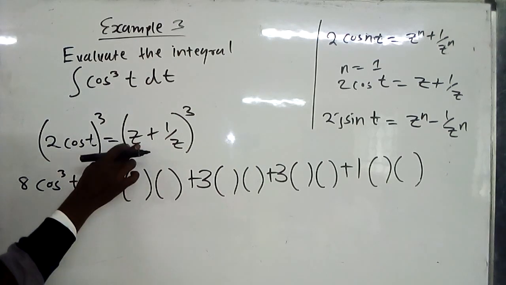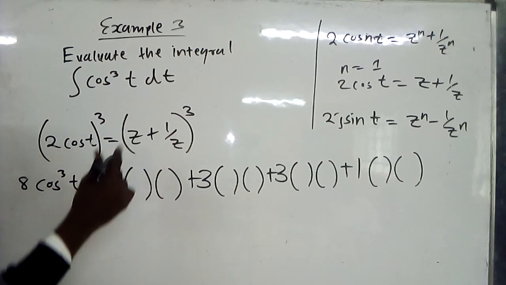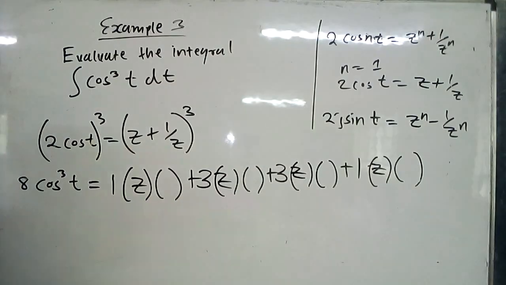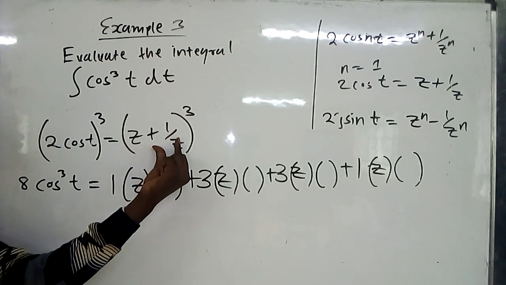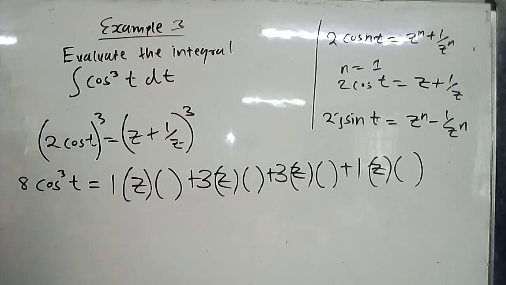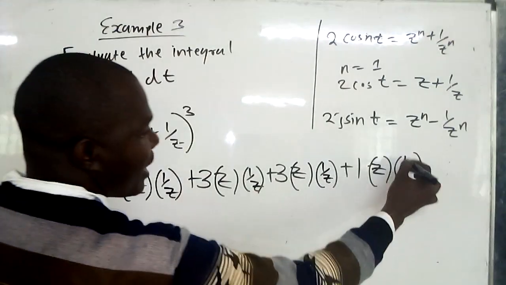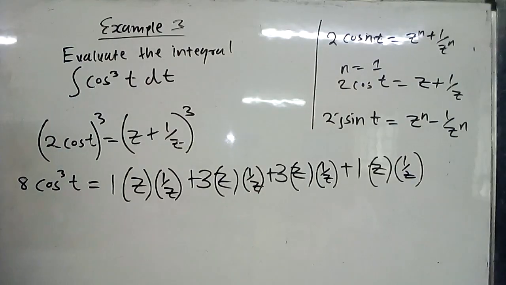Then the first term inside this binomial expansion is z, isn't it? So we have z, z, z, z. Are we together? Then the second term in this binomial expansion is plus 1 over z, which is just 1 over z, isn't it? So 1 over z, 1 over z, 1 over z, 1 over z. Are we together? Is that okay? Then from there you put the powers.